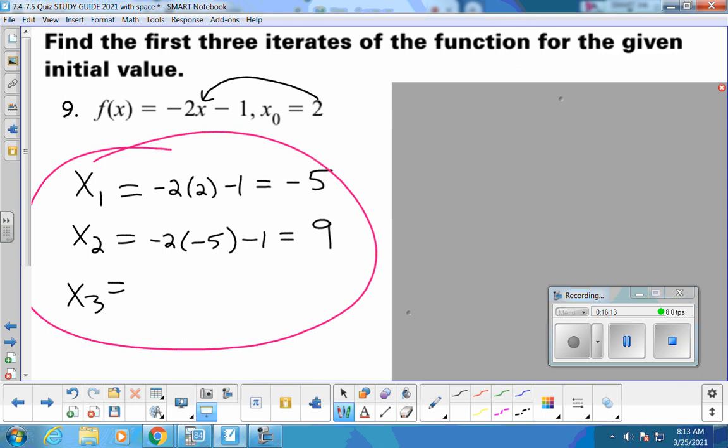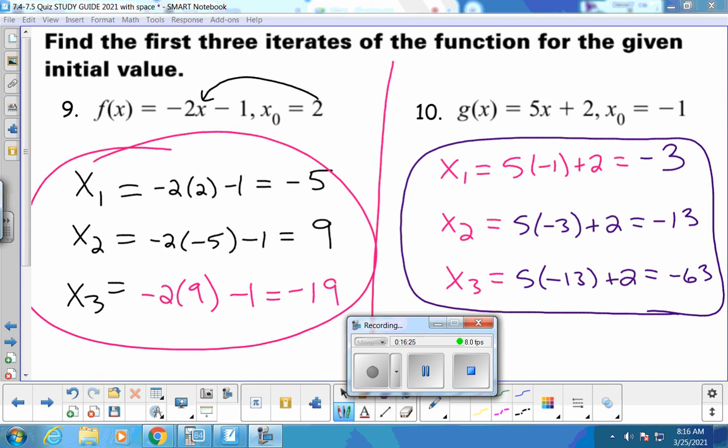And then for the third one, -2 times the 9 minus 1. So -18 minus 9. I also got -19. Okay, so those are your first 3. All right, my board buddies just finished up this one. We got our first 3 iterates. You can take a peek at our work. Just putting the answer in to get the next answer.